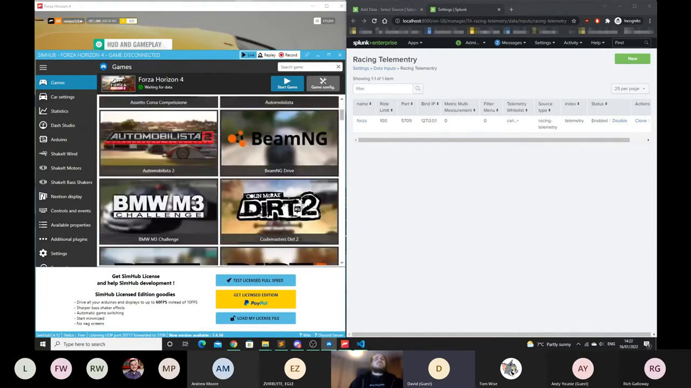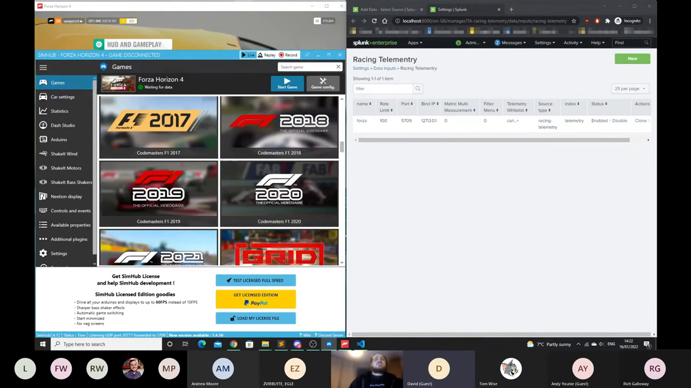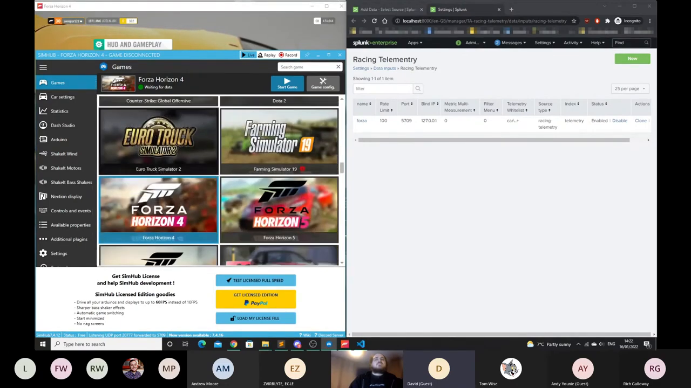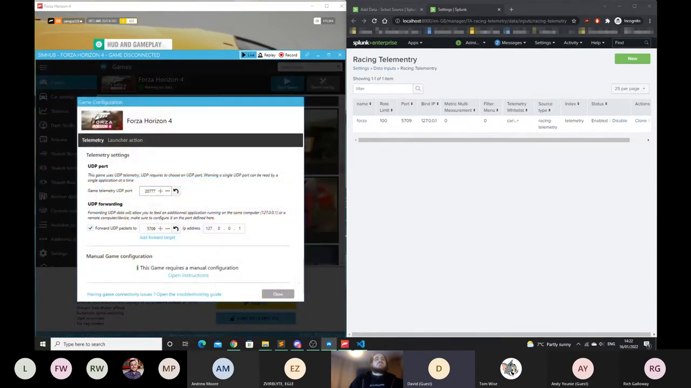To set this up, download the latest version of SimHub. There are other tools available, but I found this was the easiest one to use. Go to the Forza Horizon 4 option and click it to select it. You can see that it's waiting for data. I'll then click Game Config. Here you can pick the UDP port, which is the one that comes from Forza. Then you can select this option to forward UDP packets to a brand new port and an IP address. This is the same port that I use for my telemetry data, and this somehow forwards the data to Splunk without Windows dropping it.